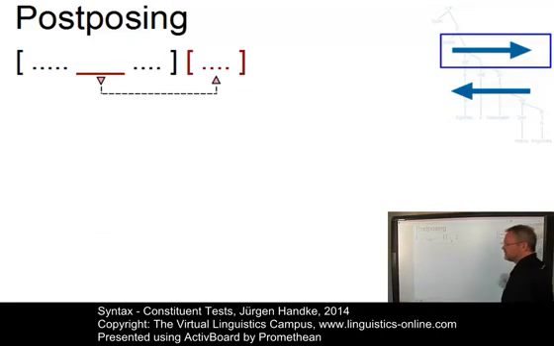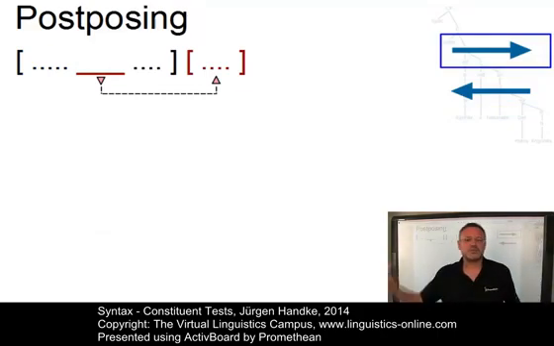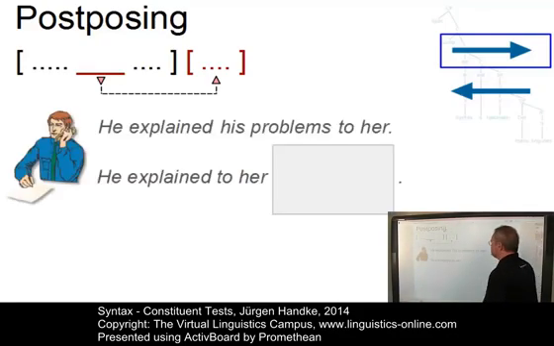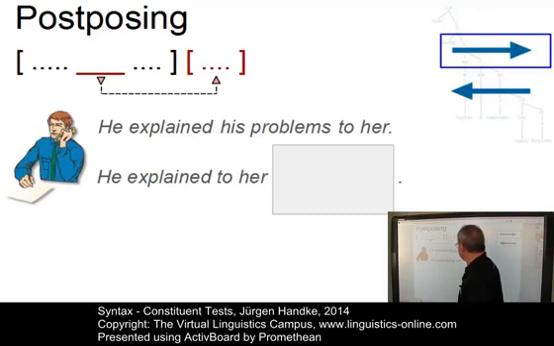Similarly, we can move elements to the back, again to achieve specific stylistic effects. But again, only a whole constituent can be postposed in this way. Let's demonstrate that. He explained his problems to her. And let's find out what we can postpose. For example, we can postpose his problems.